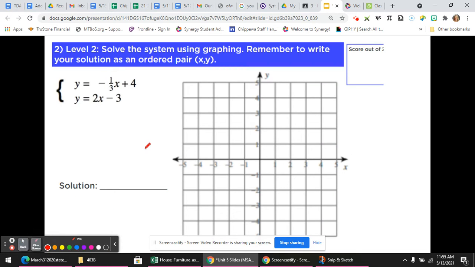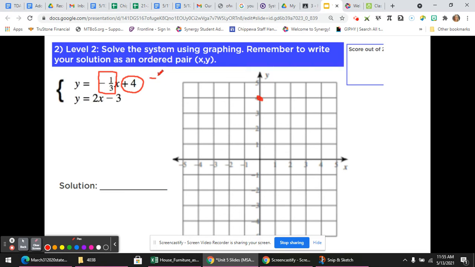Moving on to our level 2, solve the system using graphing. Remember to write your solution as an ordered pair when you are finished. So let's start with this first line. Notice that they are in y equals mx plus b form so that I can really spot my slope and my y-intercept quickly. So the first one I'm going to do in red, and I notice that the b is at +4. That is the y-intercept. So I notice that this line is going to pass right up here at +4. And I also notice that the slope right here, my m, is -1/3.